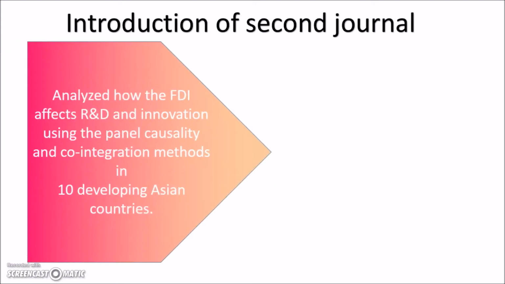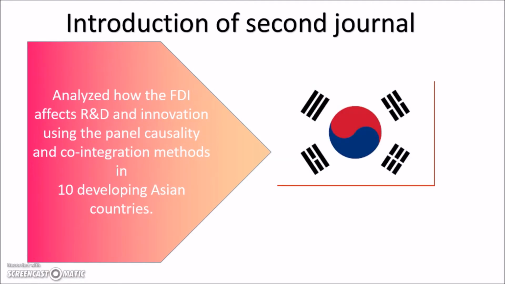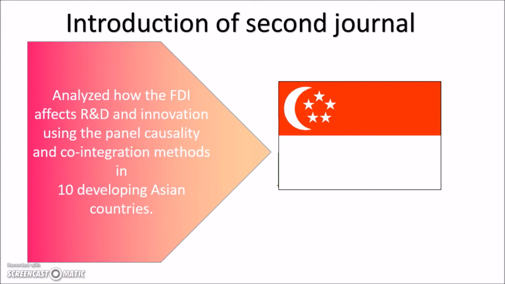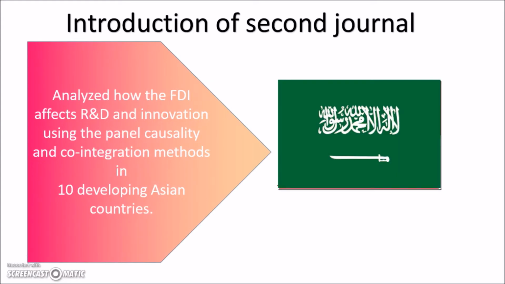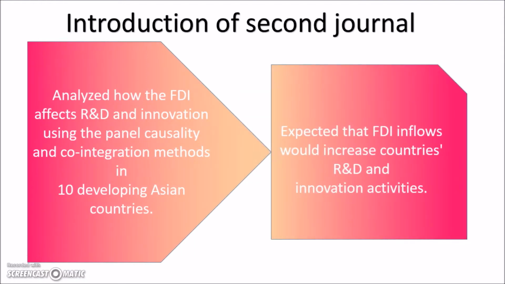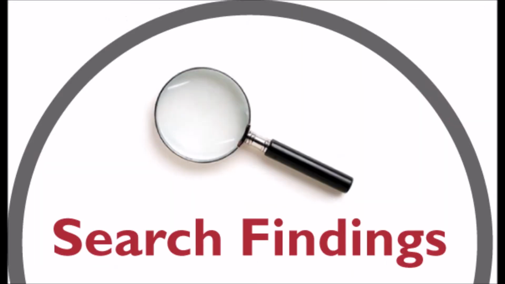The second journal analyzes how foreign direct investment affects R&D and innovation using the panel causality and co-integration methods in 10 developing Asian countries. The 10 developing countries included China, South Korea, India, Iran, Pakistan, Malaysia, Singapore, Thailand, Saudi Arabia and Turkey. It is expected that FDI inflows would increase countries' R&D and innovation activities.